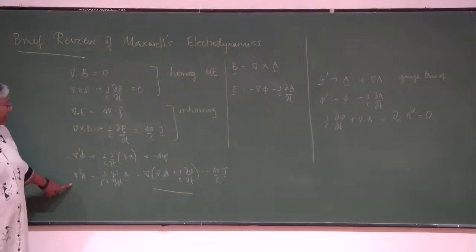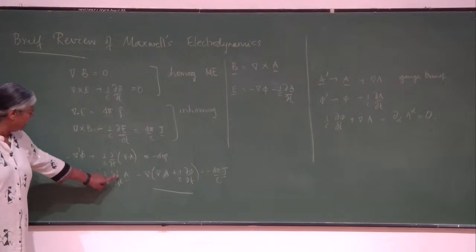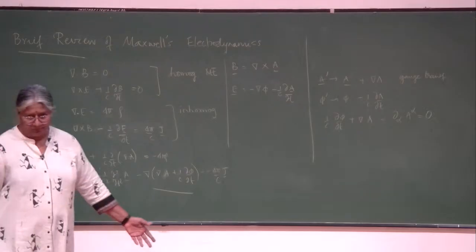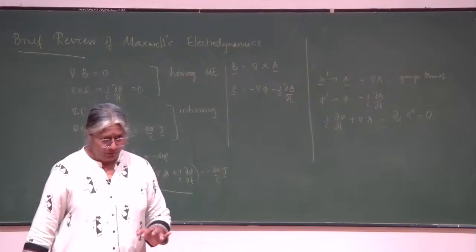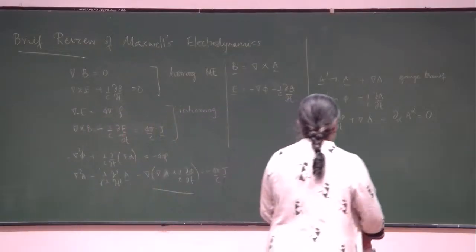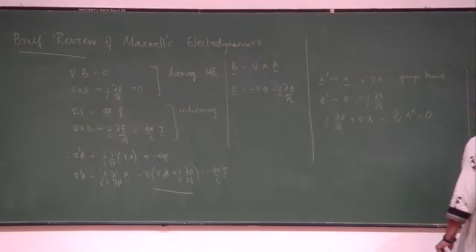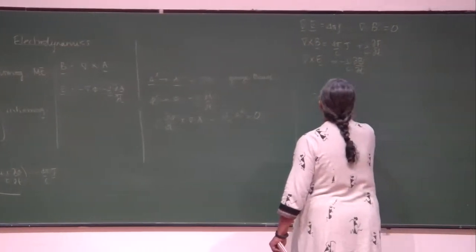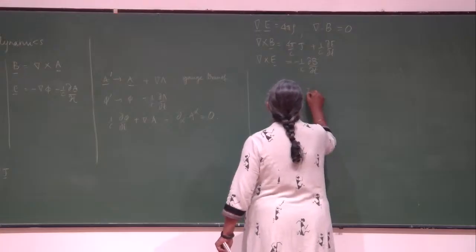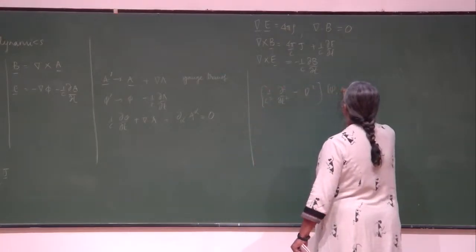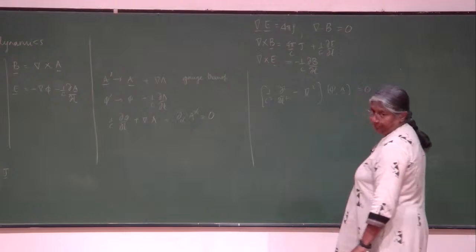Can you see that? So you have 1 by c squared d squared by dt squared minus del squared of either A or phi equal to 0. And I hope you all know that these are wave equations, right? Let me write it down once more. So if you substitute, both the equations will come to be 1 by c squared d squared by dt squared minus del squared of either phi or A, doesn't matter, equal to 0.